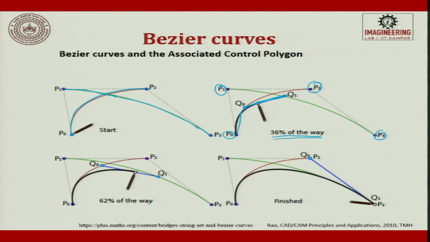When we go 62% on its way, you see that from P0 it has to go towards the destination, this point, and it is trying to be governed by P1 and P2. It tries to take the curve, and finally it tries to join the curve. This is how a Bezier curve and the associated control points are established.